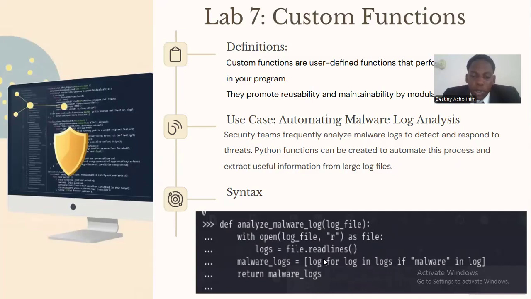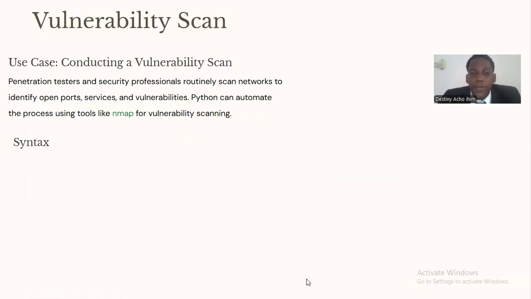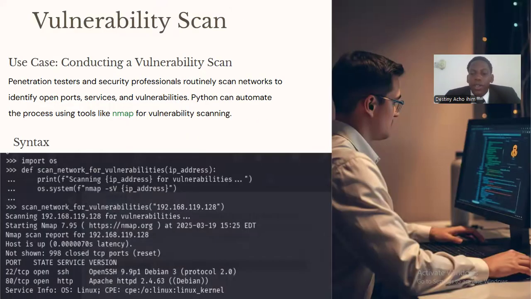And then malware equals to for log and log. This is a loop. So if malware and log, then we return malware. So this is basically how you create a function, and this is the use case that we're using for it. Next thing we're going to refer to is vulnerability scan.